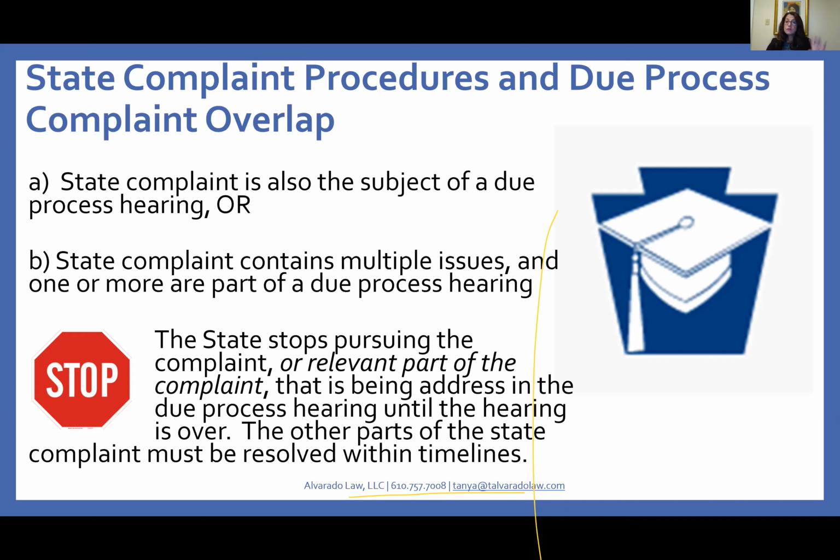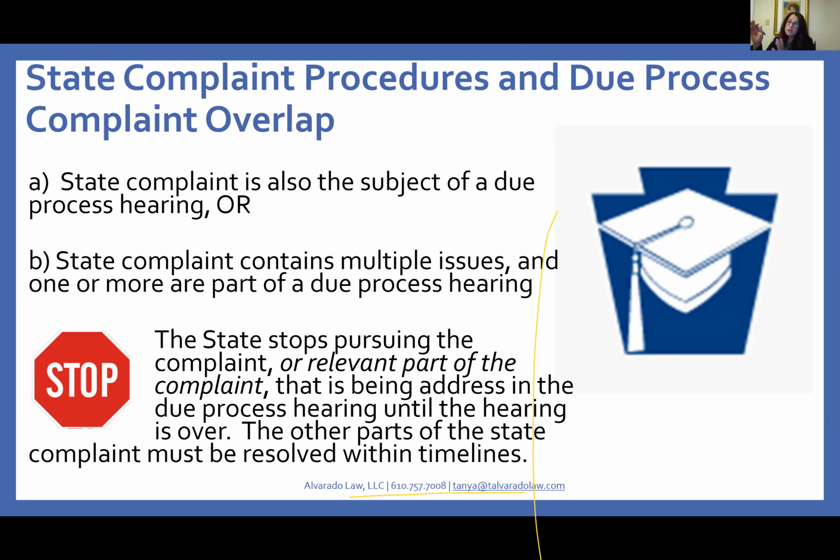Now, what if the state issues a decision and you disagree with it? What happens in due process? The decision of the state is not binding on the due process. The hearing officer can disagree if the investigator didn't find in your favor. Don't lose hope. Don't be disheartened. You can still file a due process complaint about the same issue. Have the hearing officer take a look at it, call some witnesses, and just go through that process. All is not lost. You can still pursue it.